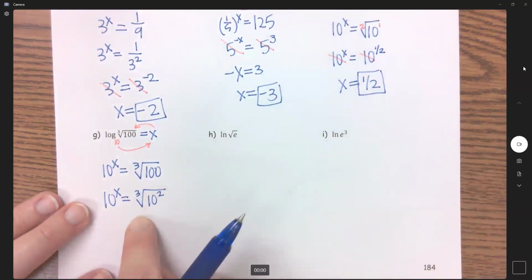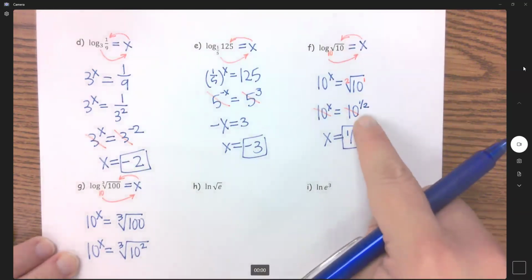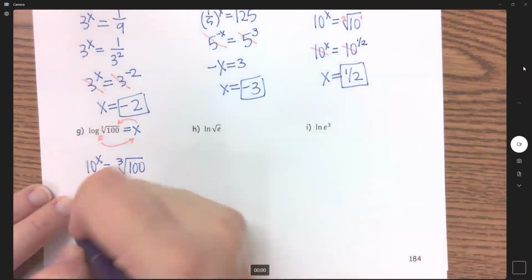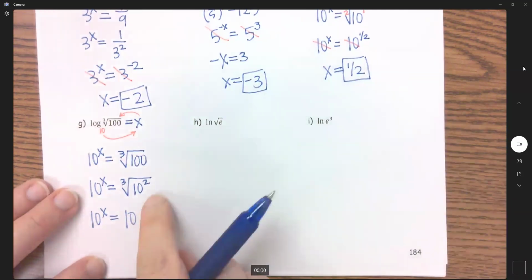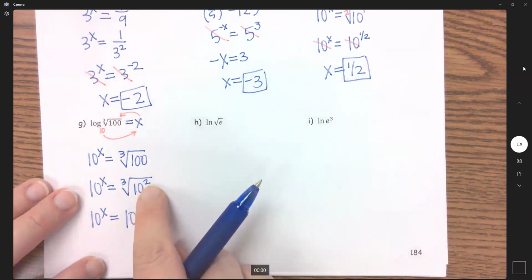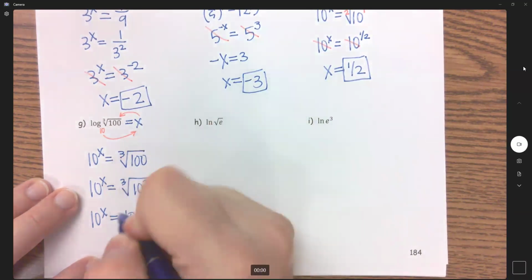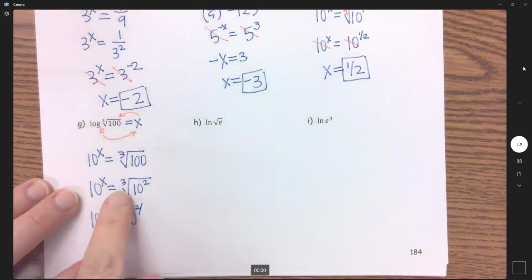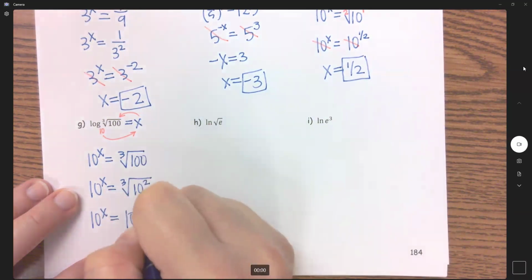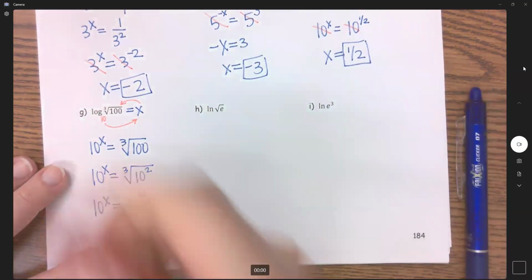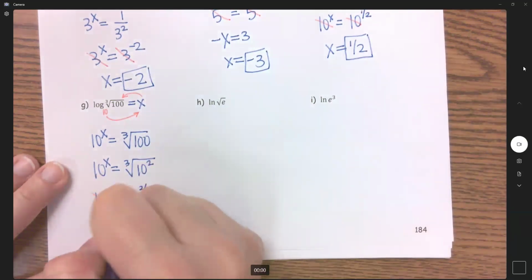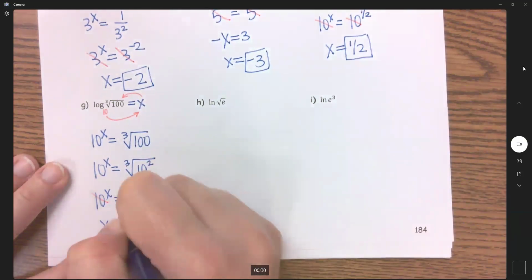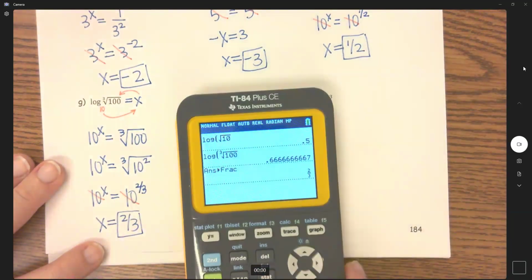And now I can rewrite this as a rational exponent. So this would be 10 to the x, 10 to what power? This exponent here is the numerator, and whatever the index is my denominator. So my bases cancel, and I get x equals 2/3, which is exactly what we got.